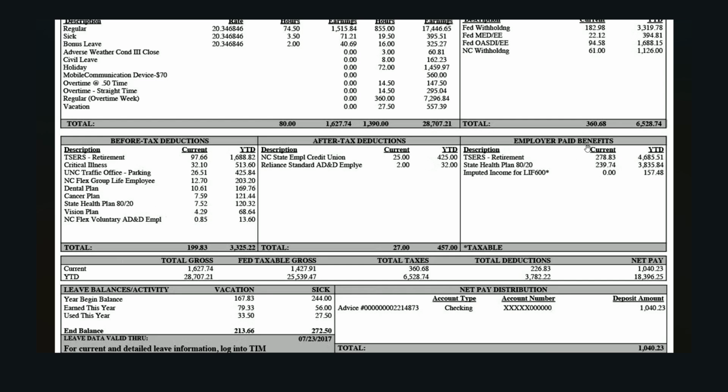So retirement plan, they're contributing $278 and change. And then the state health insurance plan, they're contributing $239 compared to your contributions to that health insurance plan of $7.52. That's a very nice ratio, very generous for that employer here in this made-up example.